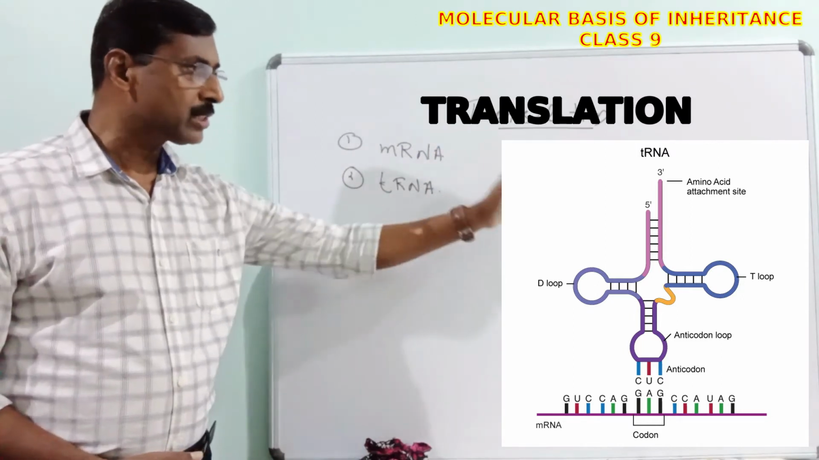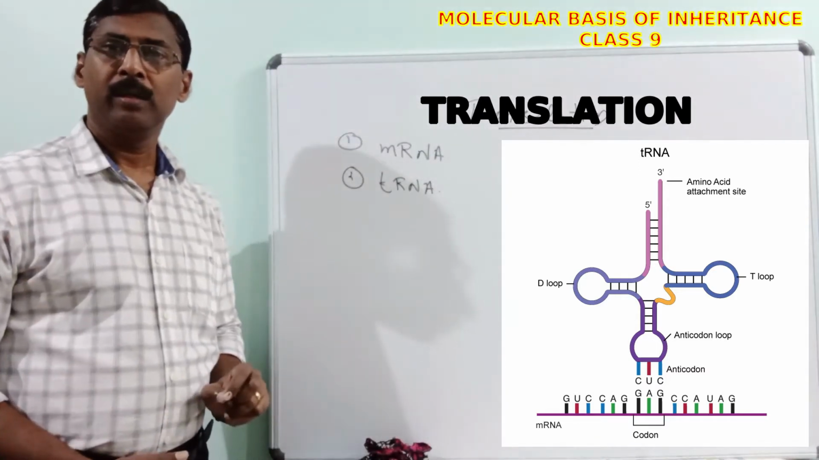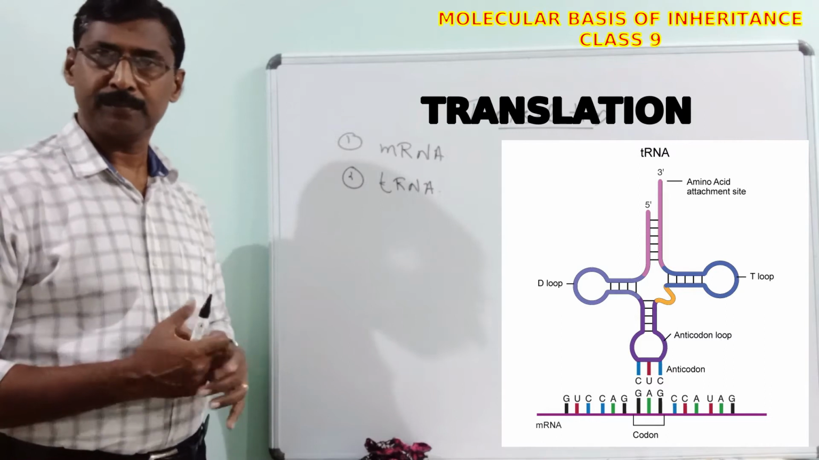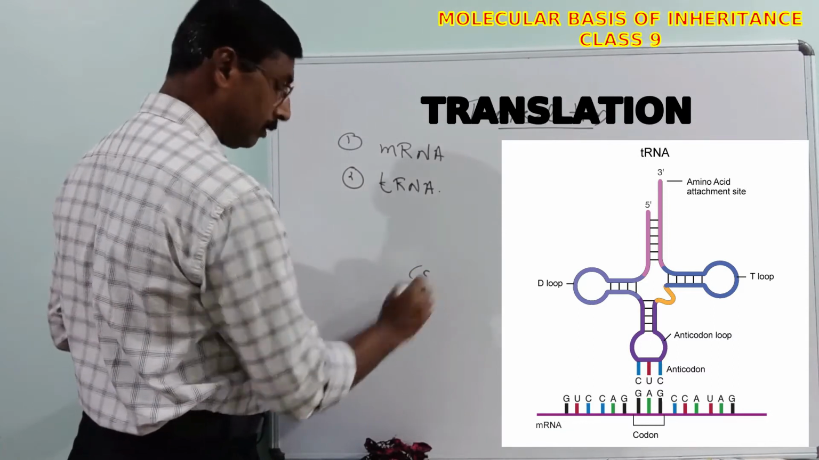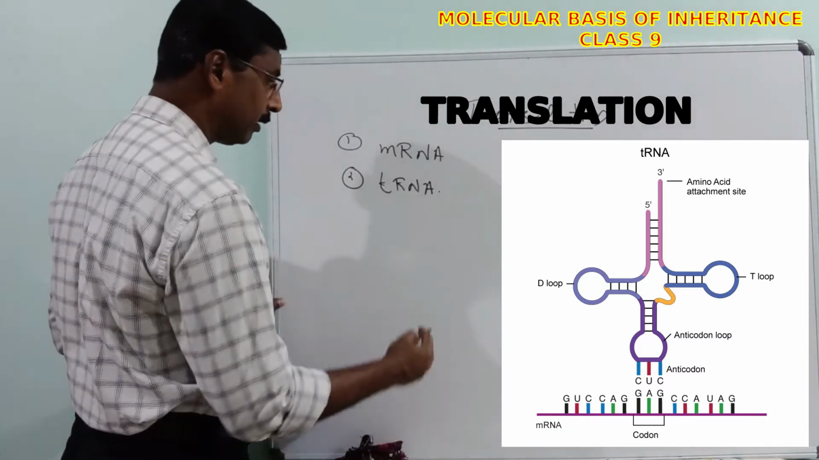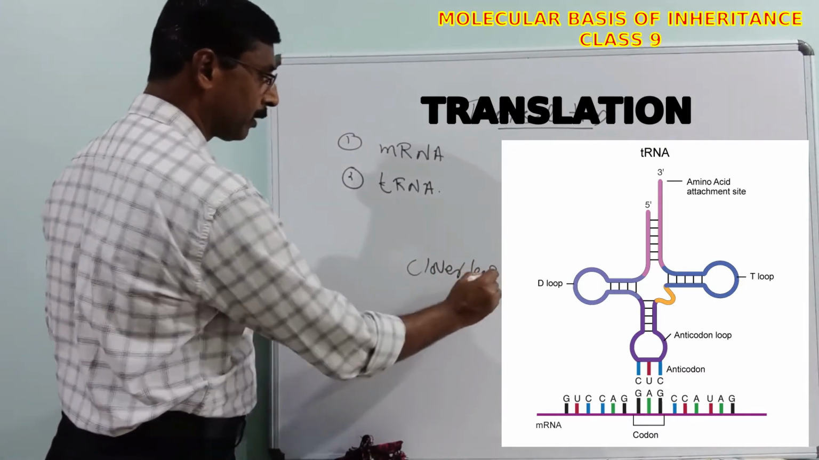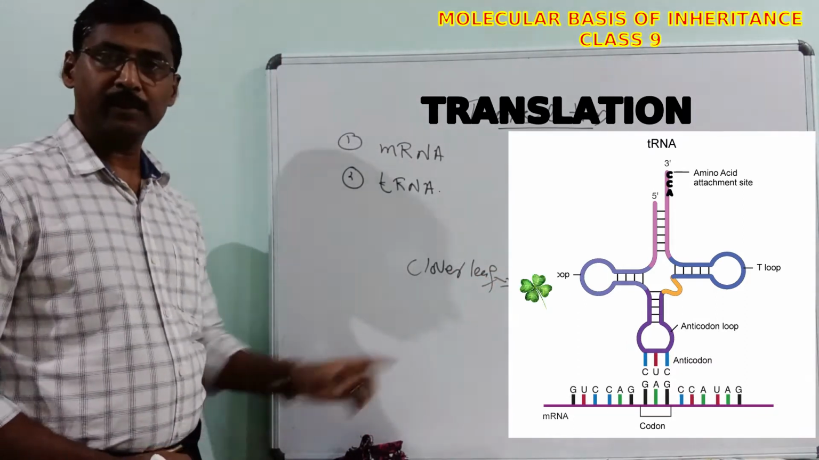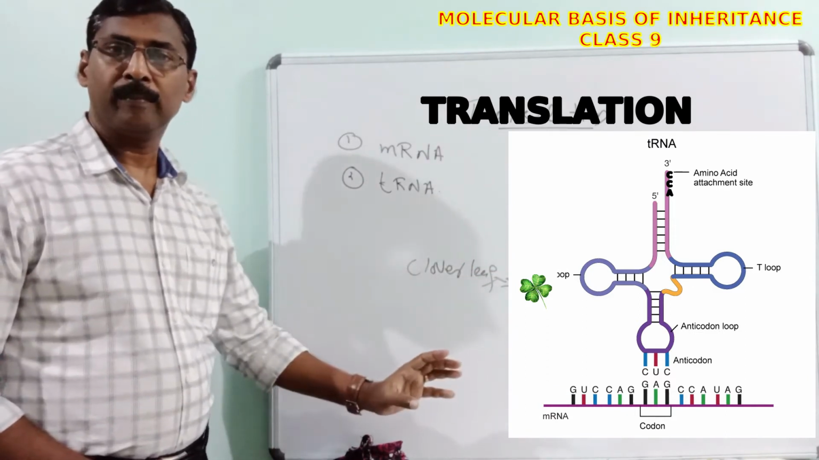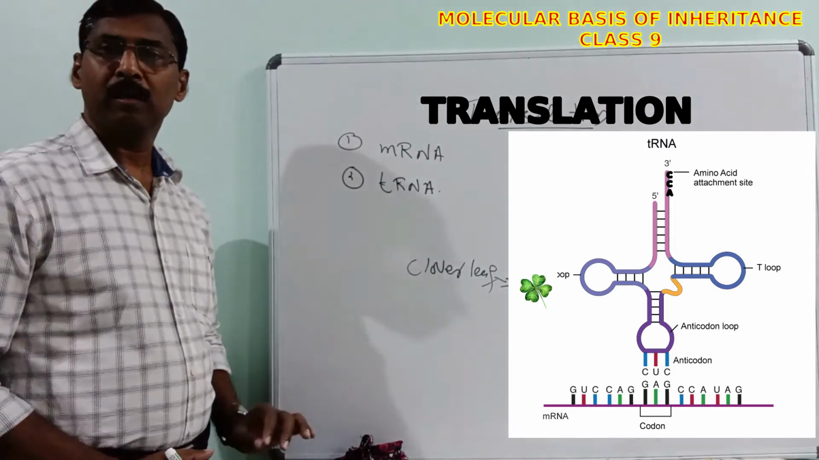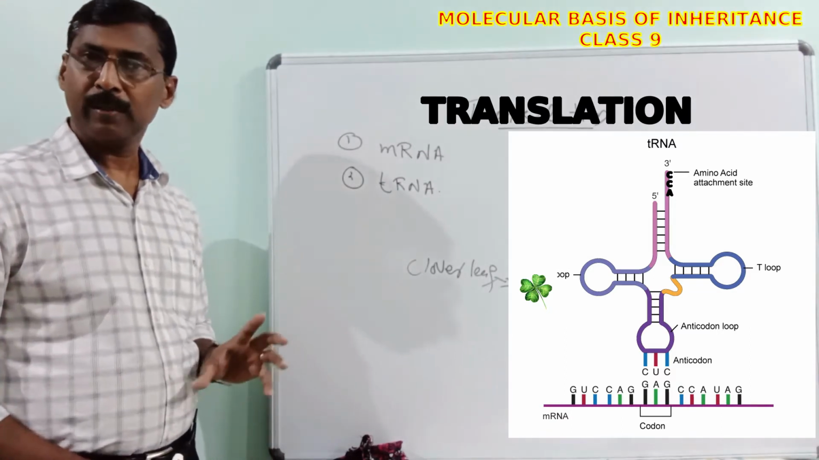The shape of the transfer RNA looks like the leaf of a clover plant, a clover leaf, as in the diagram given here. So the model of the transfer RNA proposed is known as the cloverleaf model of transfer RNA.